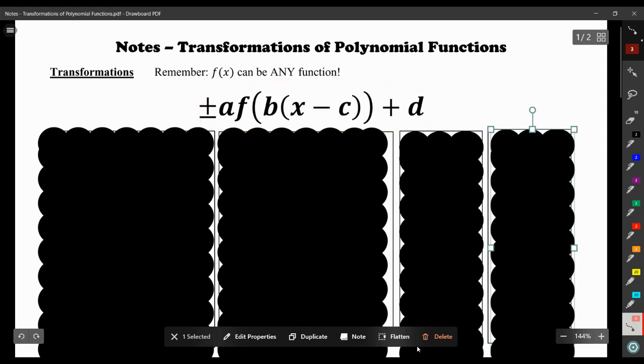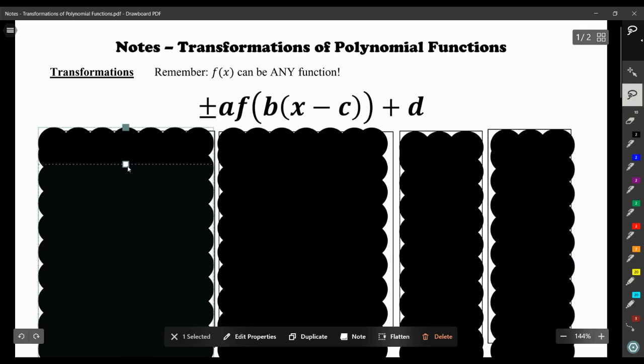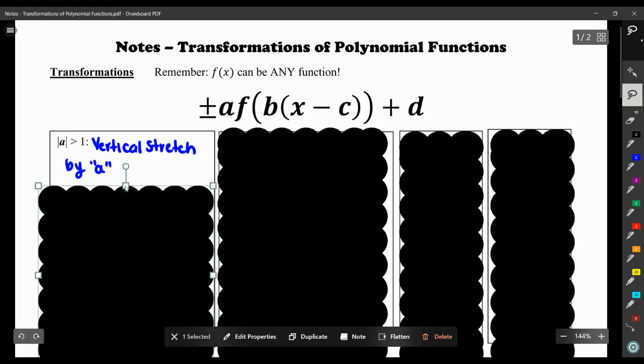So the first thing we're going to talk about is a. What are the changes that happen when a changes? The first thing is if the absolute value of a is greater than 1, so like a 2 or a 3, even -3, that's why it's absolute value, there's a vertical stretch by a. What that does is it makes the graph narrower. It pulls it top to bottom and makes the graph narrower.